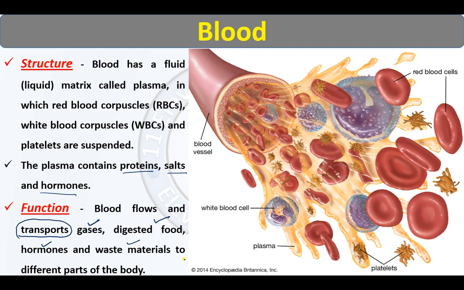Similarly, cells produce waste materials also. Those waste materials are collected from the cells by whom? By blood. And blood will then transport that waste material from different cells to the kidney, where these waste materials will be removed out from our body. Right, so the primary function that blood has to perform is transportation. One word answer, right? What is the main function of blood? To perform transportation. That's it.